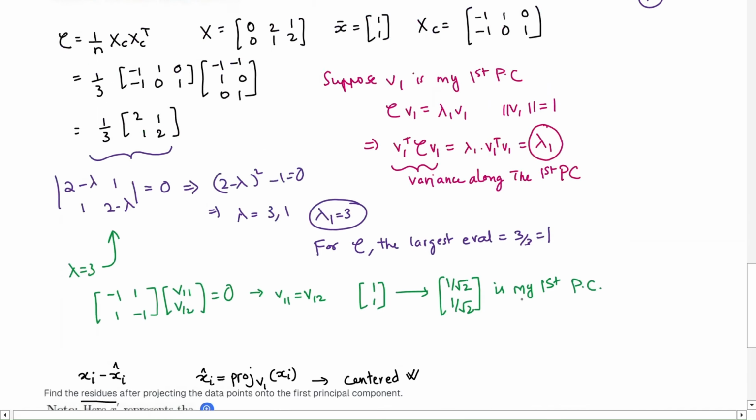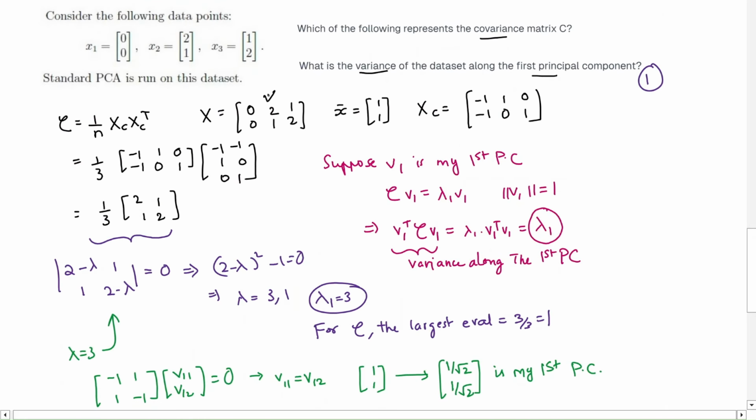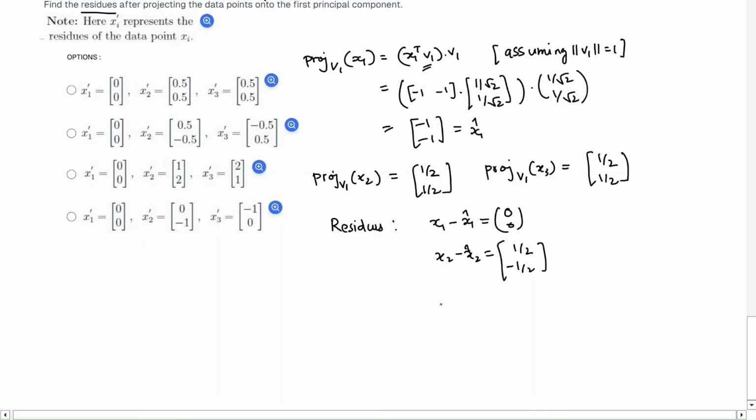Because we are using x2 as, sorry, not 2 comma 1, 1 comma 0. We are using the centered data points, not the uncentered data point. We are not using 2 comma 1, we are using 1 comma 0. And similarly, x3 minus x3 hat turns out to be minus half and half. Now this is nothing but the second option.